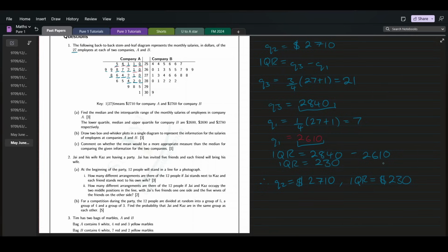Now let's move on to part B. So we're given that the lower quartile, median, and upper quartile for company B are 2,600, 2,690, and 2,780 respectively. Part B, draw 2 box and whisker plots in a single diagram to represent the information for the salaries of employees at companies A and B.